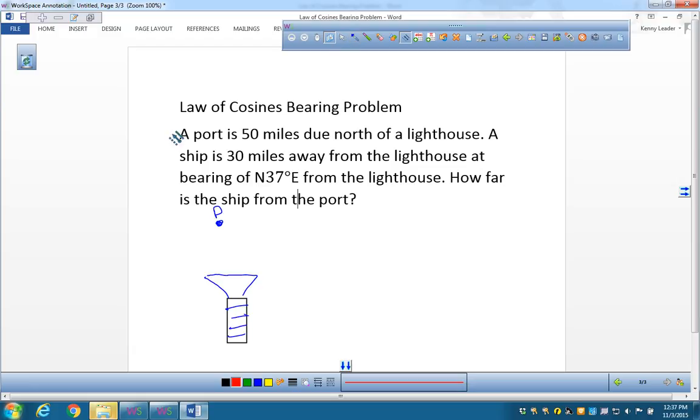All right. So a port is 50 miles due north of a lighthouse, and so here's the port straight up there, and that's going to be 50. Okay. And then a ship is 30 miles away from the lighthouse at a bearing of north 37 degrees east. So that means north, 37 degrees east. So maybe it's like over here somewhere, and here's my ship.